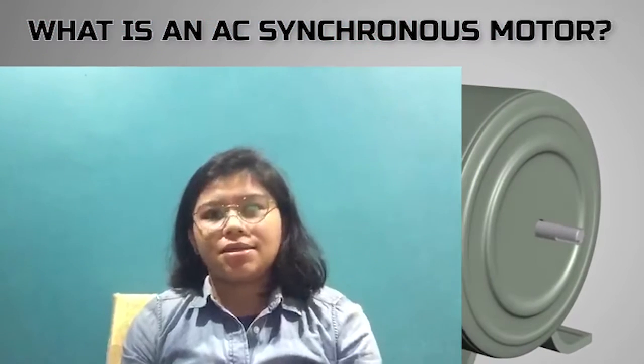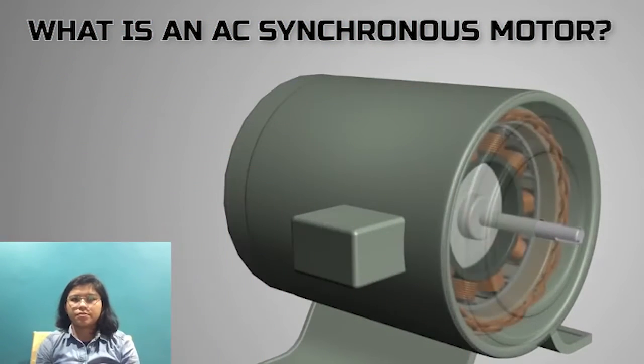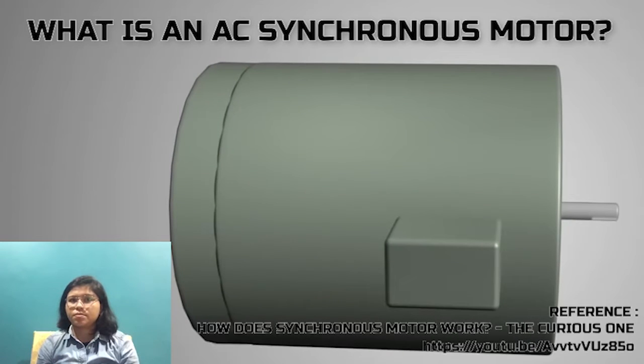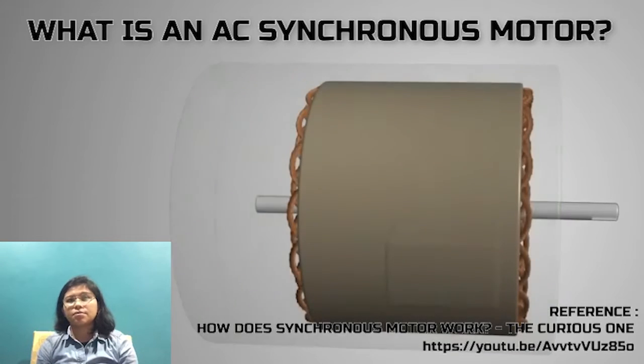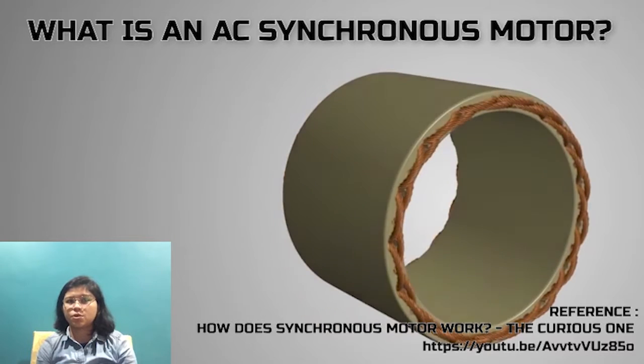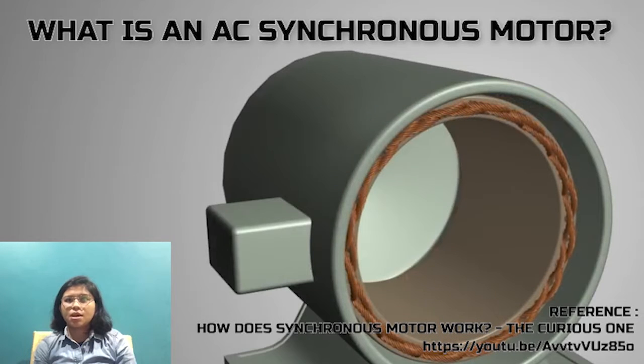What is an AC synchronous motor? A synchronous electric motor is an AC motor in which, at steady state, the rotation of the shaft is synchronized with the frequency of the supply current. The rotation period is exactly equal to an integral number of AC cycles.